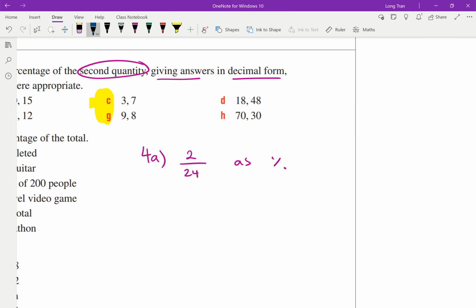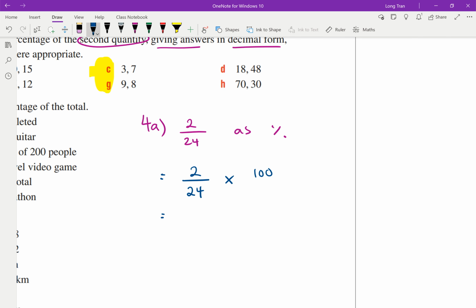So if you were to do it by hand, to convert 2 out of 24 to a percentage, you know you have to do 2 out of 24 multiplied by 100. That's how you change anything to a percentage. And we know that we can simplify 2 and 24. They both have a common factor of 2. So if we do that, you're going to get 1 over 12 multiplied by 100.